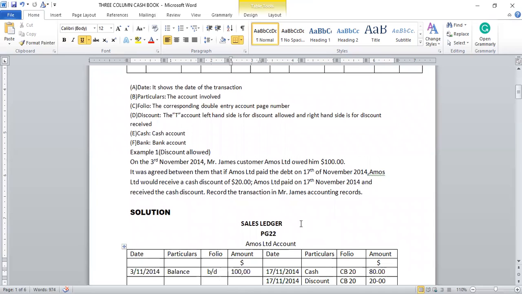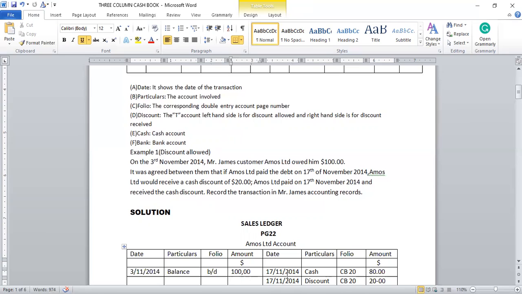So the sales ledger, as on page 20, you see Amos Limited account. The debt that he was owing, 3rd November 2014, particulars, balance brought down $100. That's the debt that he was owing. Then he paid, so we have to credit him.